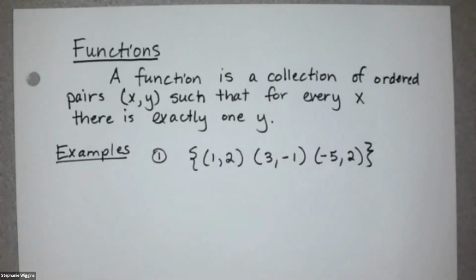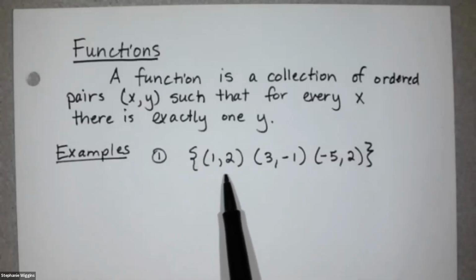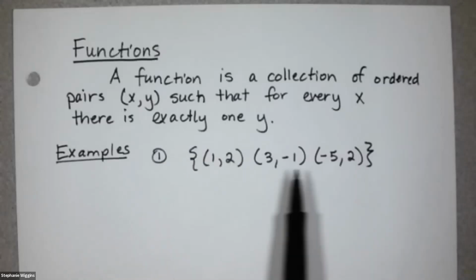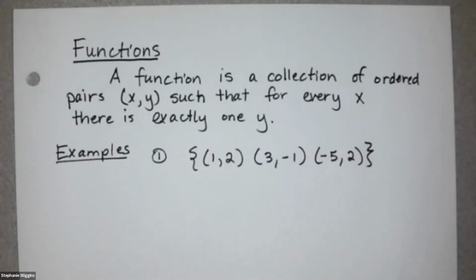It's any collection of ordered pairs. In this case, we have 3. Because we can list them like this, we just list the ordered pairs, and we use these brackets here to indicate that it's a collection or a set in mathematics.